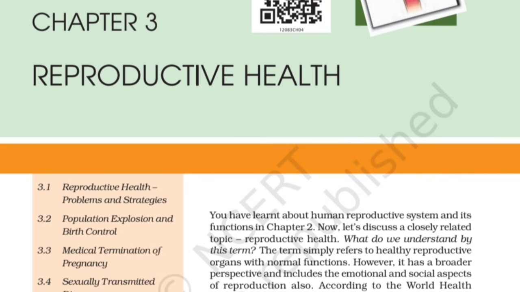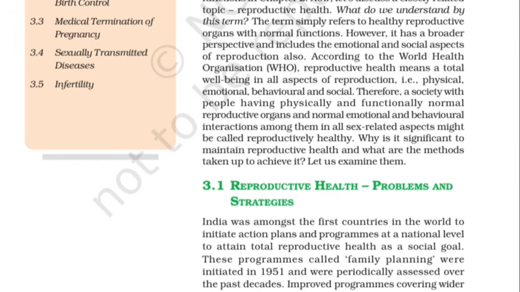According to the World Health Organization, WHO, reproductive health means a total well-being in all aspects of reproduction, that is, physical, emotional, behavioral, and social. Therefore, a society with people having physically and functionally normal reproductive organs and normal emotional and behavioral interactions among them in all sex-related aspects might be called reproductively healthy. Why is it significant to maintain reproductive health, and what are the methods taken up to achieve it?